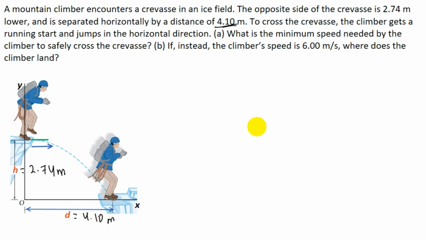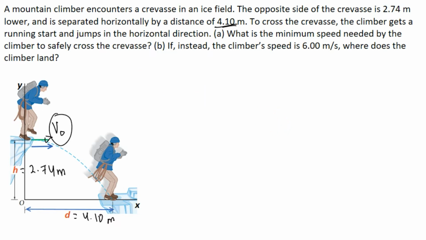Now there are two parts in this question that we need to solve. In the A part, we need to find the minimum speed needed by the climber to safely cross the crevasse. So he started running and he jumped with some initial velocity, let it be v naught. In the A part, we need to find the minimum speed needed by the climber to safely cross the crevasse.